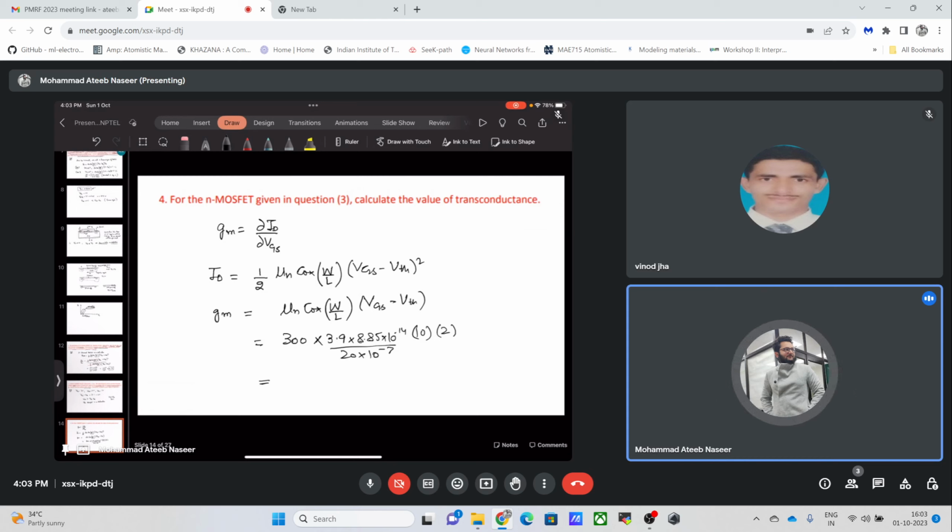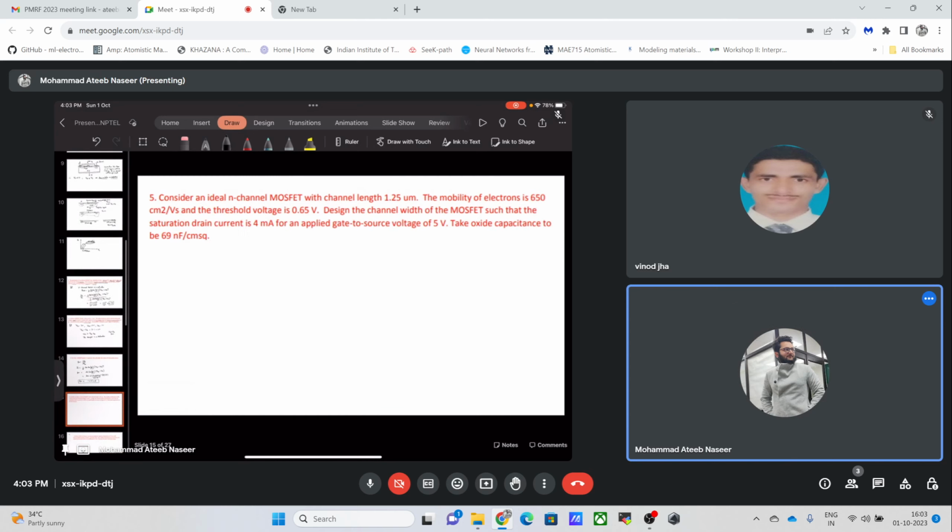So this is simply 300 into 3.9 into 8.85, into 2 divided by 2. So it comes out to be equal to 1.035 millisiemens. This is the value of this transconductance.